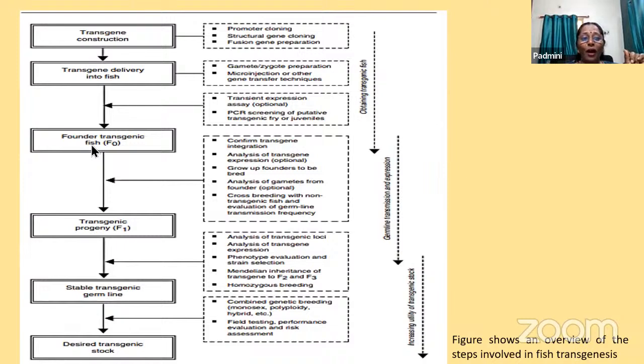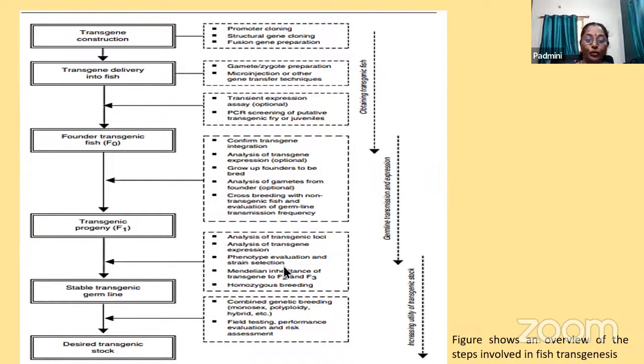Then what you're going to do is find a transgenic fish, that is, you're going to find which fish has taken up that particular gene of interest. So you're going to do some analysis, that is a transient expression assay or PCR screening, to find out which fish has got that particular gene of interest. And then for transgenic progeny F1, how you're going to analyze this? Then you're going to do crossing or breeding with backcross and test cross. Then the stable transgene germline, that is analysis of the transgenic loci and phenotype evolution.